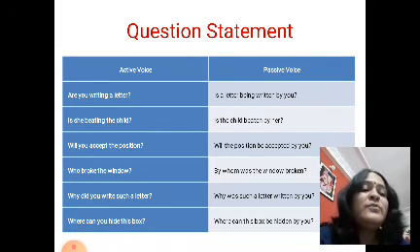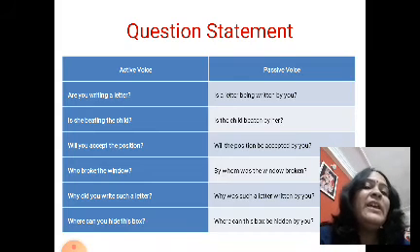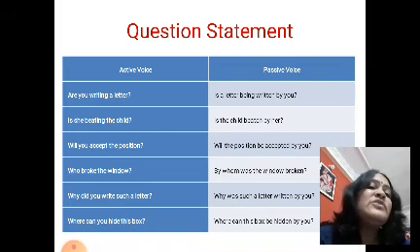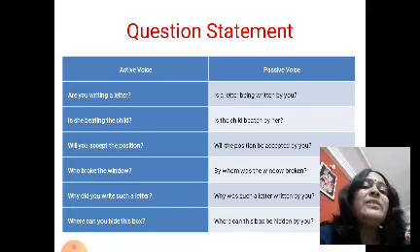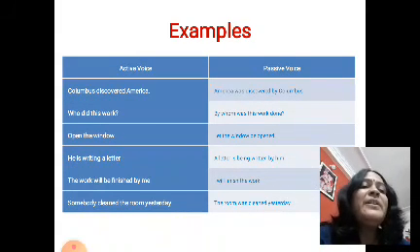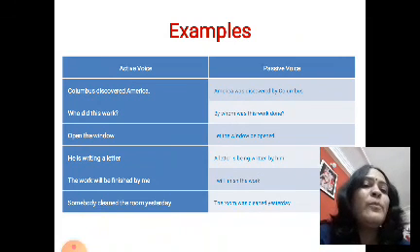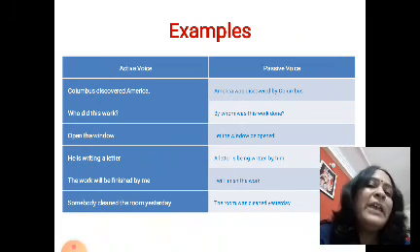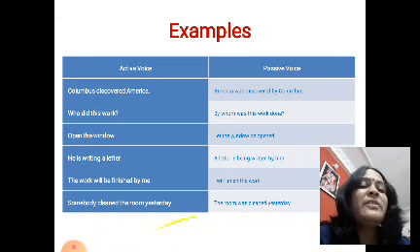Where can you hide this box? Where can this box be hidden by you? Is she beating the child? Is the child beaten by her? Examples I have given over here. You can check this. Who did this? Who will change into by whom? By whom was this done? Open the window. Let the window be opened. So these are the examples. You have to check it out.